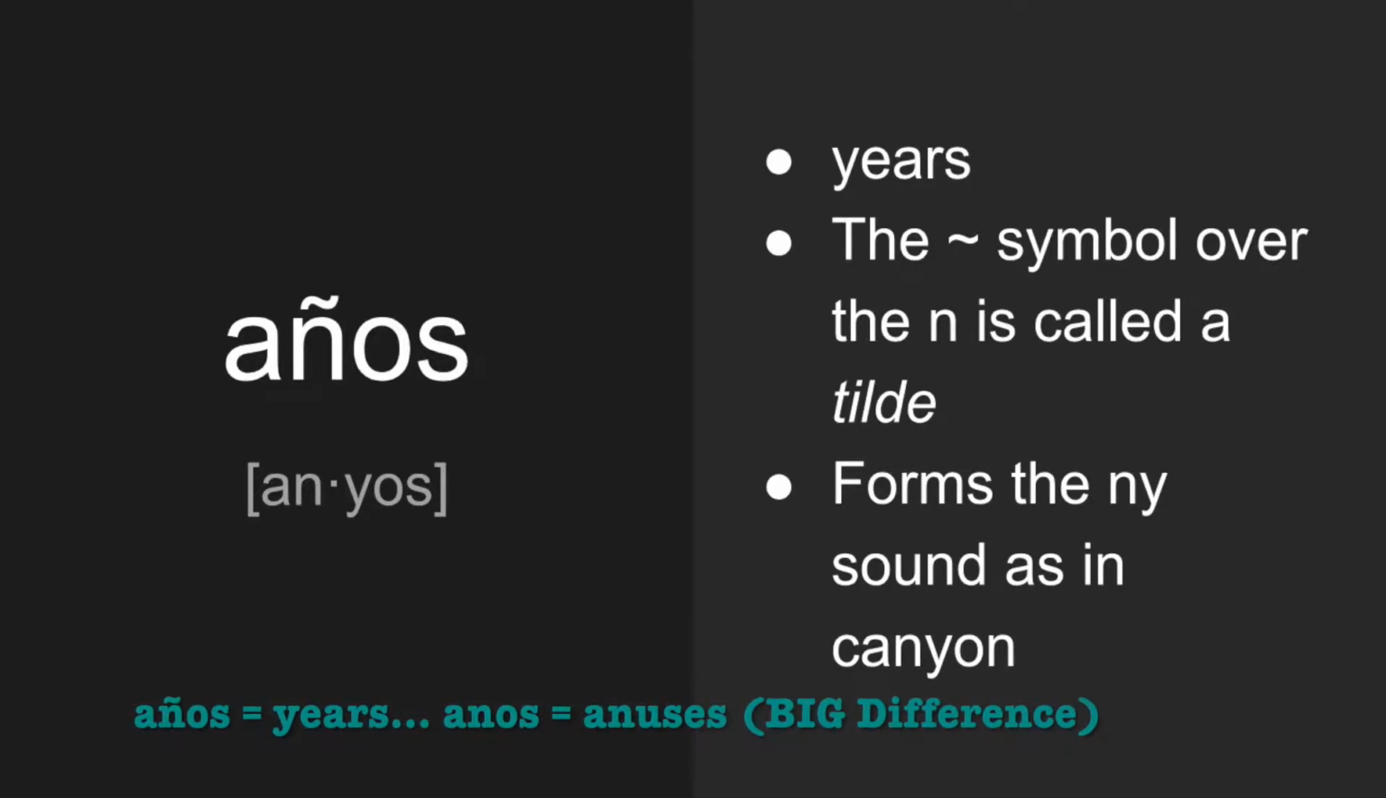Now, please do not mispronounce the word años. Please do not say anos, because anos translates to anus. And we're talking about years, not external openings for feces to come out of. So just keep that in mind.